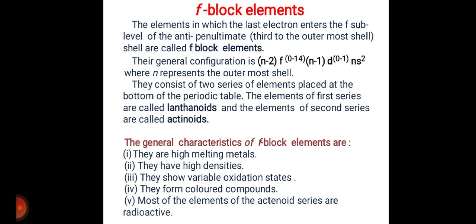The general properties of the f block elements are that they are high melting metals, they have high densities, they show variable oxidation states, and they form colored complexes. Most of the actinide elements are radioactive in nature. So the f block elements include man-made elements. It mainly depends upon the radioactive nature.